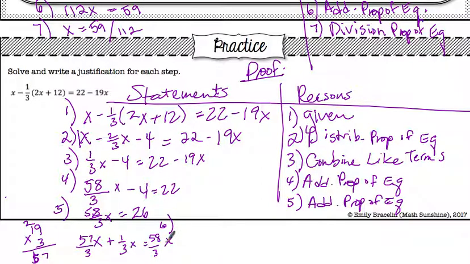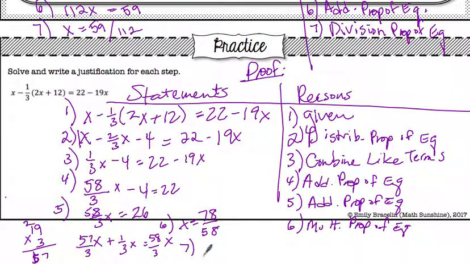Okay, and the last step here, well, almost the last step, I'm going to multiply both sides by 3 over 58, the reciprocal of 58/3. 26 times 3 over 58 is 78 over 58. Okay, so that's the multiplication property of equality because I multiply both sides by 3 over 58.